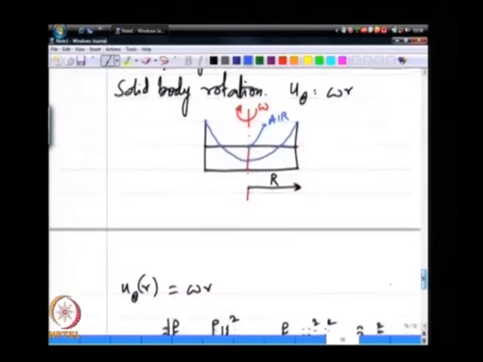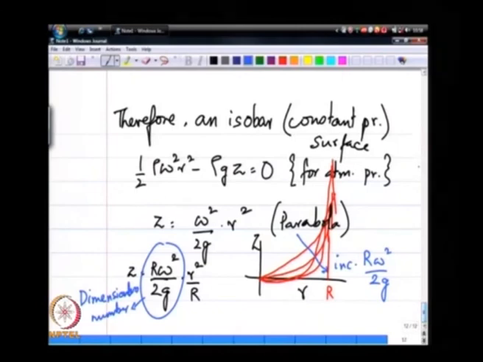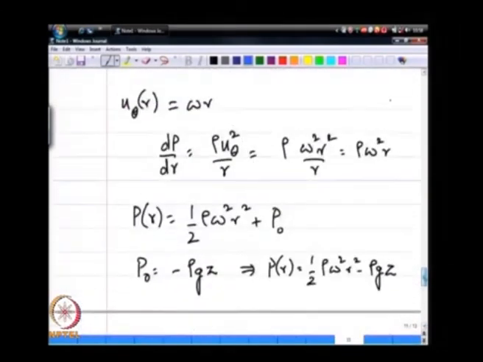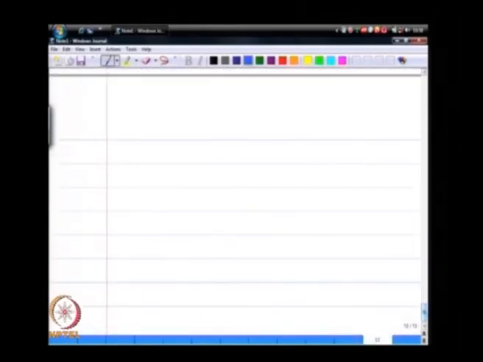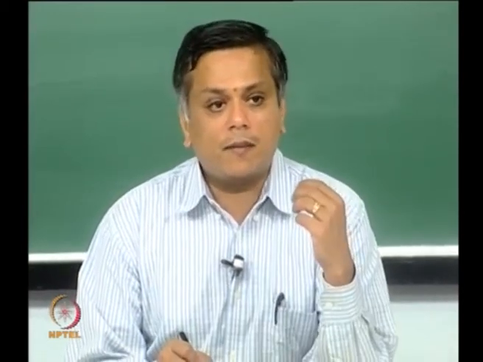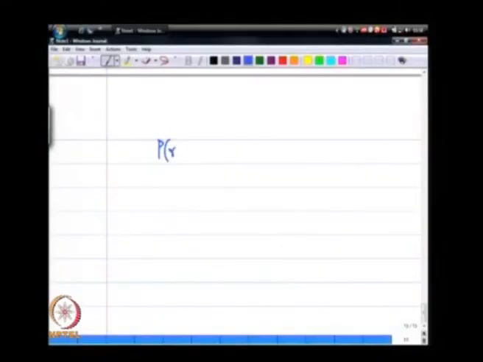Just to complete this discussion, if I now take an isobaric surface including gravity or including some constant pressure P naught at the center or at the wall, let us say. If I know the pressure at the wall, then P of r is P naught minus half omega squared r squared. If P naught is the absolute atmospheric pressure, the pressure as a function of r is of this form.